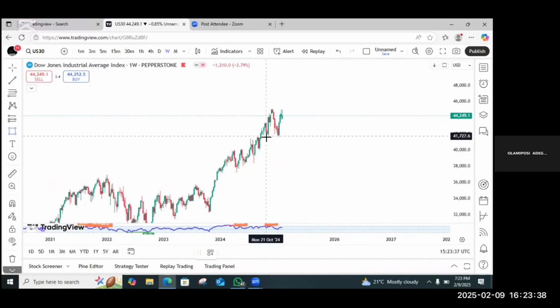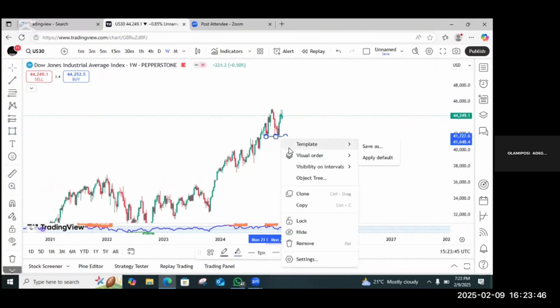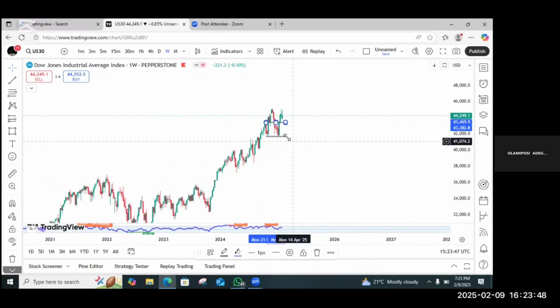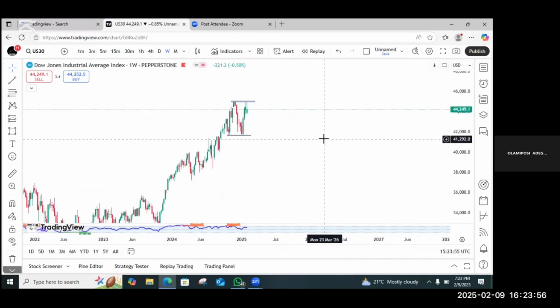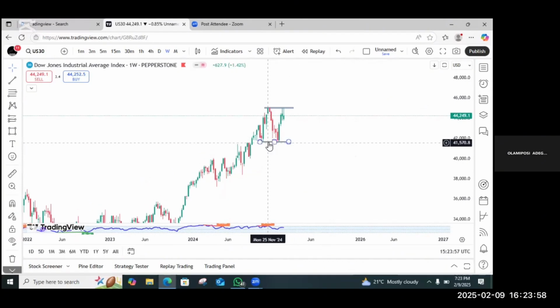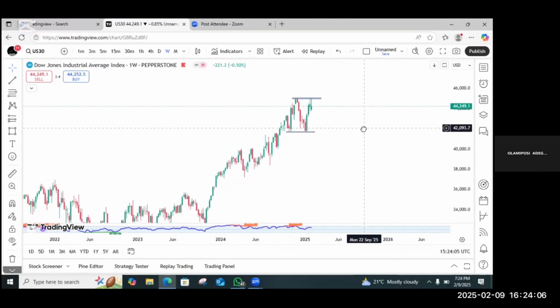I can see this zone on the weekly time frame. And also, let me clone this zone on the weekly time frame. So let me just do these two. Just like I said, I don't really like too many lines on my screen, so at the end of the day, I will not be getting confused.